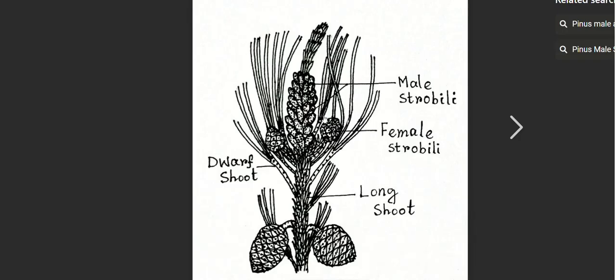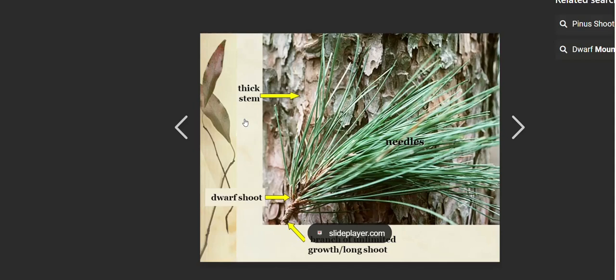So this image can make you more clear about it. You can see the compact structures, that is the female strobili and the male strobili present, and this is the dwarf shoot, which bears the needles, that is the foliage leaves.